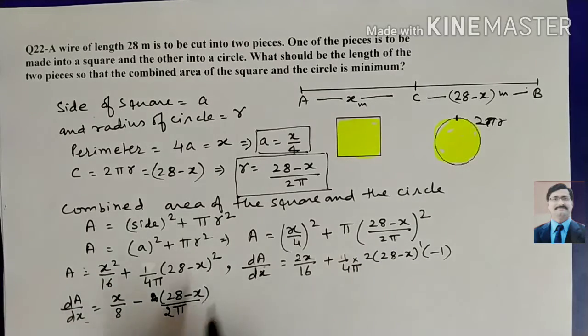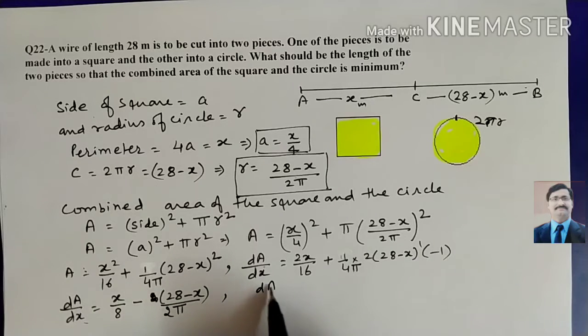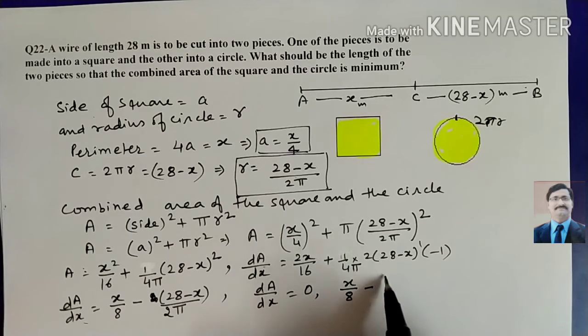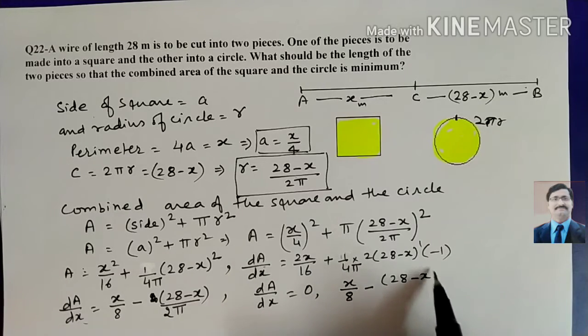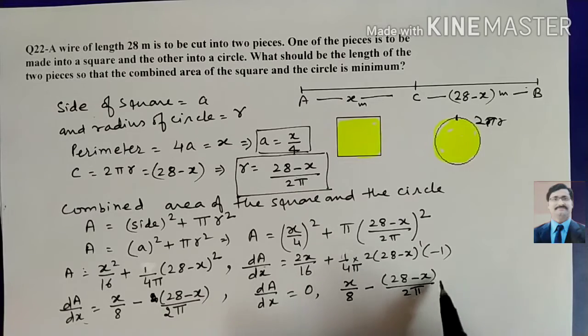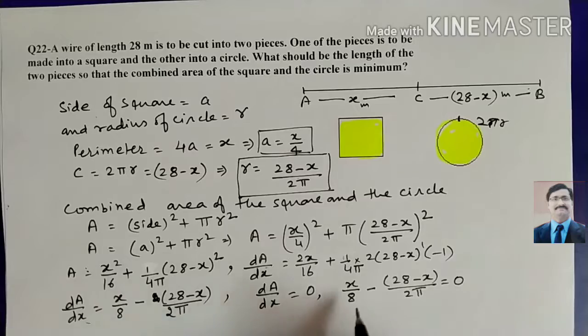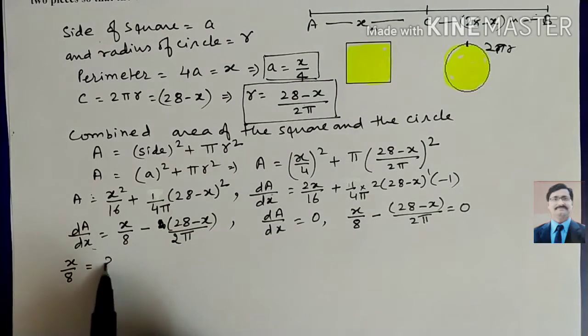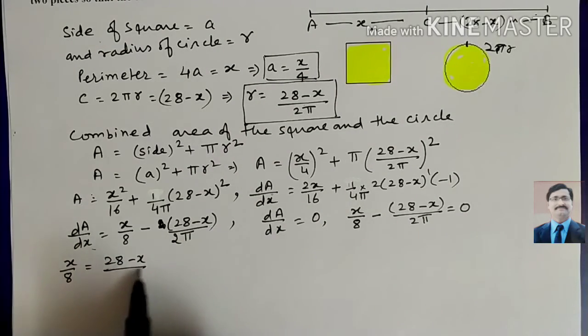Okay, this we get, and dA by dx we have to make equal to 0, means we can write x upon 8 minus 28 minus x upon 2 pi equal to 0. So x upon 8 equal to 28 minus x upon 2 pi, and we will do the cross product.